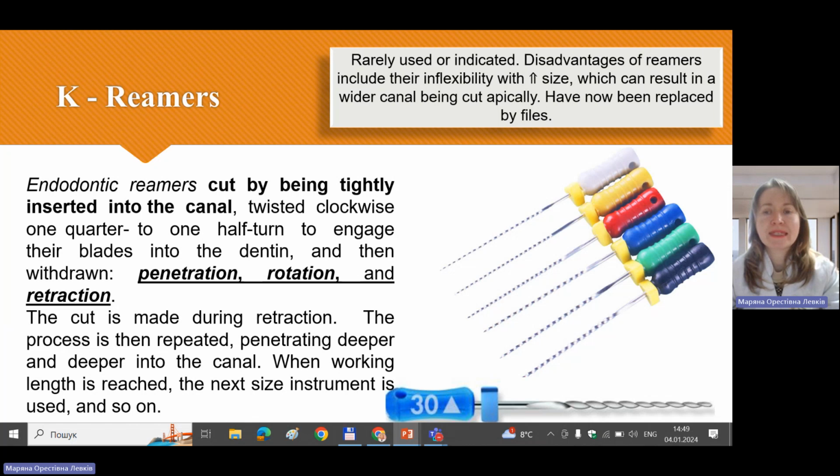Endodontic reamers cut by being tightly inserted into the canal, twisted clockwise 1/4 to 1/2 turn to engage their blades into the dentine, and then withdrawn. Penetration, rotation, and retraction. The cut is made during retraction. The process is then repeated, penetrating deeper and deeper into the canal. When working length is reached, the next size instrument is used, and so on. And you can see on these pictures a variety of K-reamers and a magnified view of the biggest, size 30, of the reamer and the geometric symbol triangle.